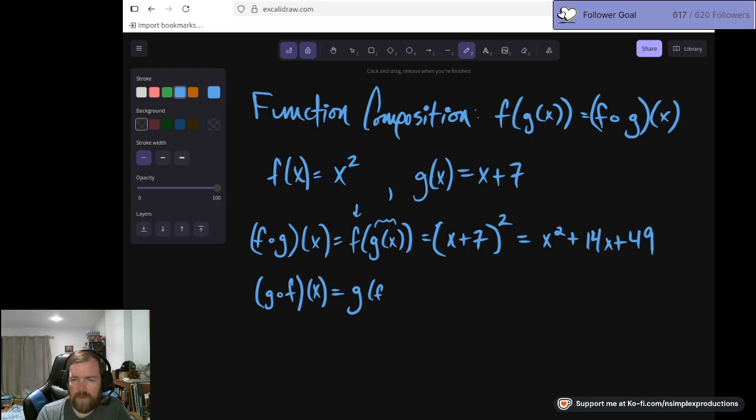Whereas g of f of x is going to look like a thing plus 7. Right? G is the overall structure of this particular composition, and then f is being placed in totality inside of the g function. So in this case, we just get x squared plus 7. So you can see how these are quite different.